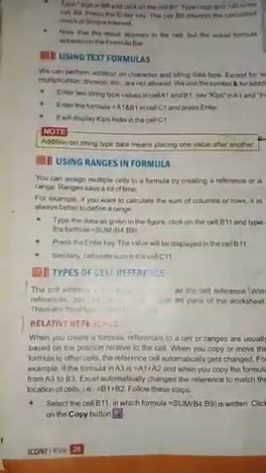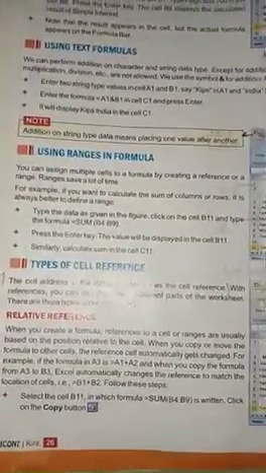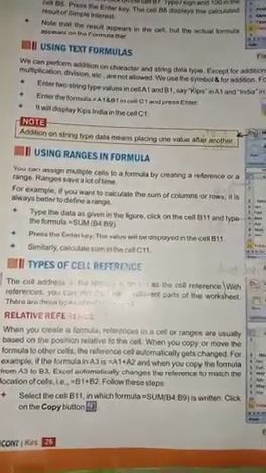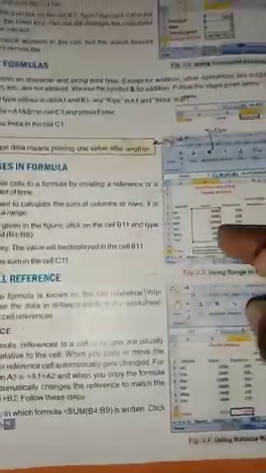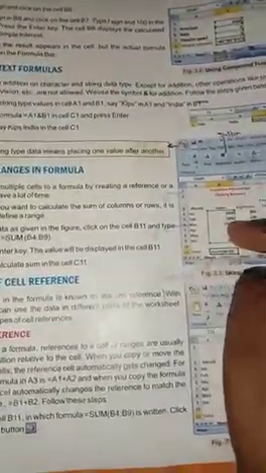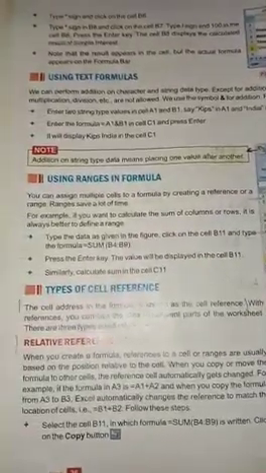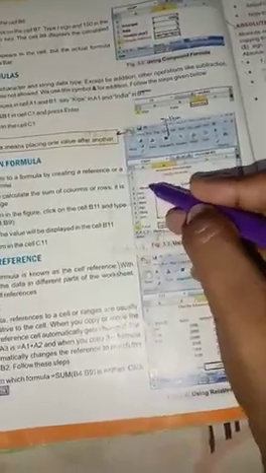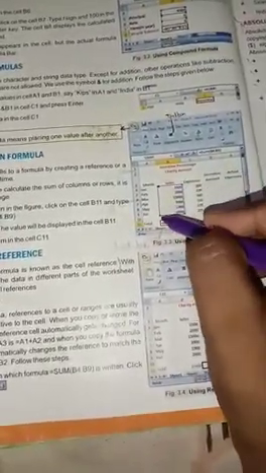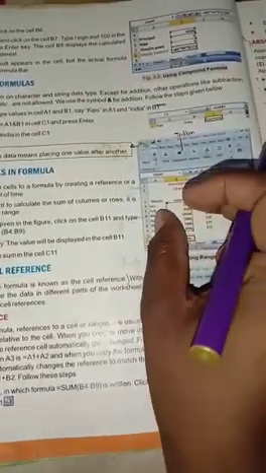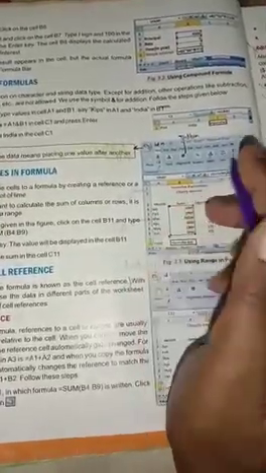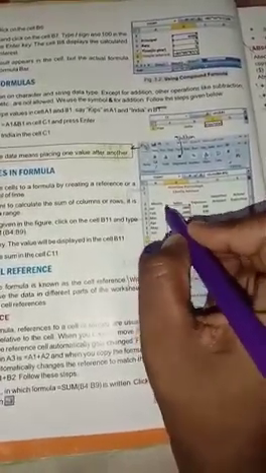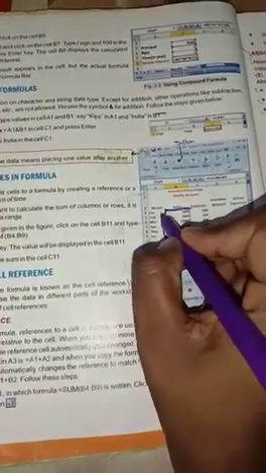Now our next topic is range in formula. First of all, we should know what is range. To select a particular area is known as range. Suppose we have to select A1 to A4. Selecting a range of area, a particular cell from first to last, the process of selecting the cells is known as range.